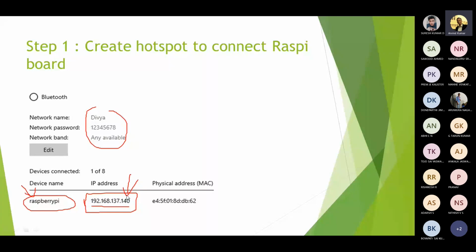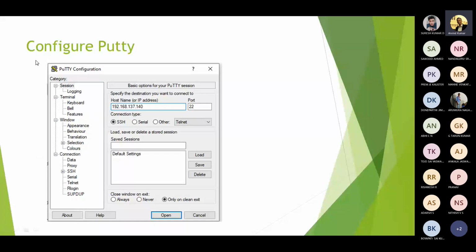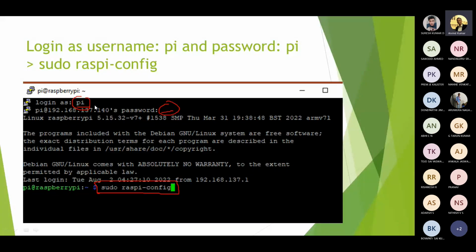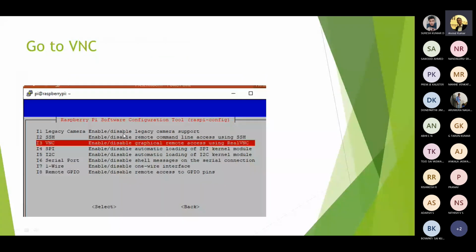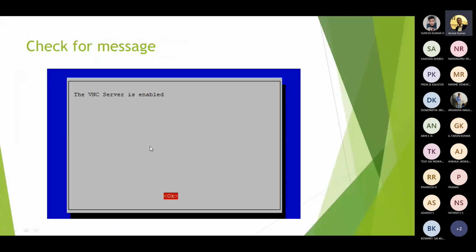You have to copy this IP address and open PuTTY. Paste it and press open. Once you press open, you will get this window. You have to log in as pi, and then type sudo raspi-config. Once you press enter, you will get this window. You have to go to the interface option, go for VNC, and then press finish.